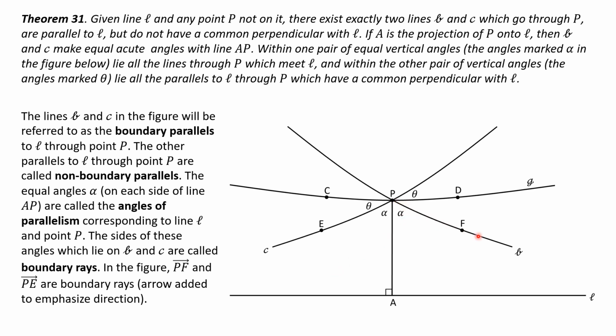So we're talking about here and here. They're the boundary rays. So basically half of line C and half of line B, just what's pointing out this way. In the figure, PF and PE are the boundary rays. So going out this way and that way, as I just mentioned. Okay, so we have some terminology and a summary of our results thus far.